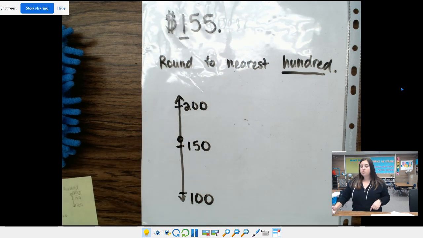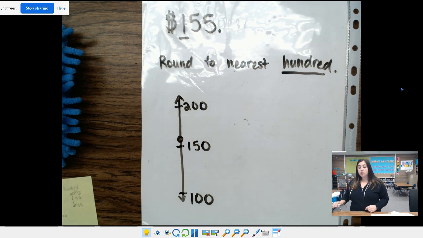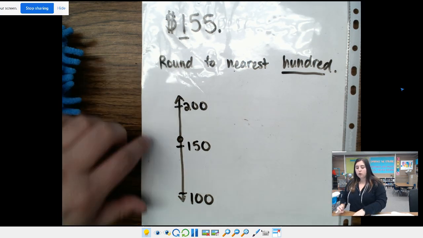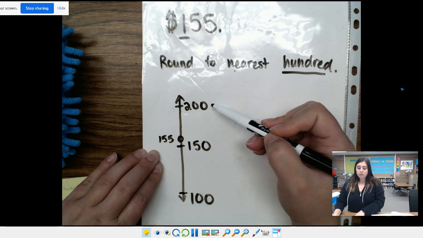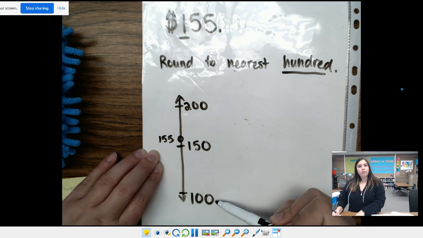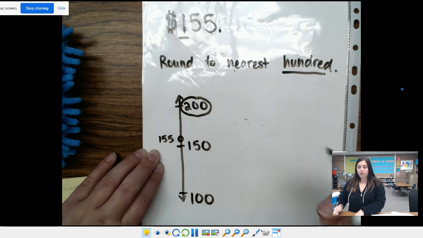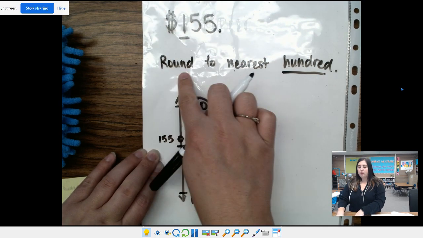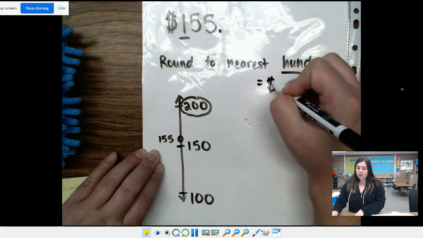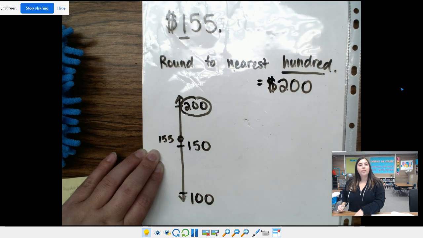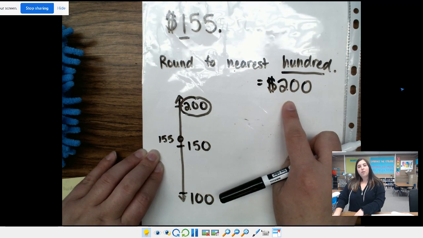So this is the reason why we create the number line, is because now I can see which one it's closest to. Is 155 closer to 200 or closer to 100? It's closer to 200. So when we round to the nearest 100, our answer, we'd say we have about $200. When we round to the nearest 100, we have about $200.